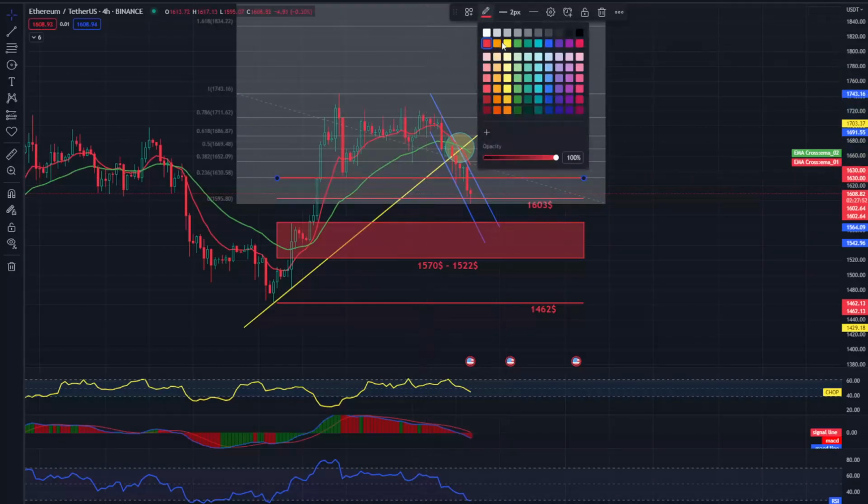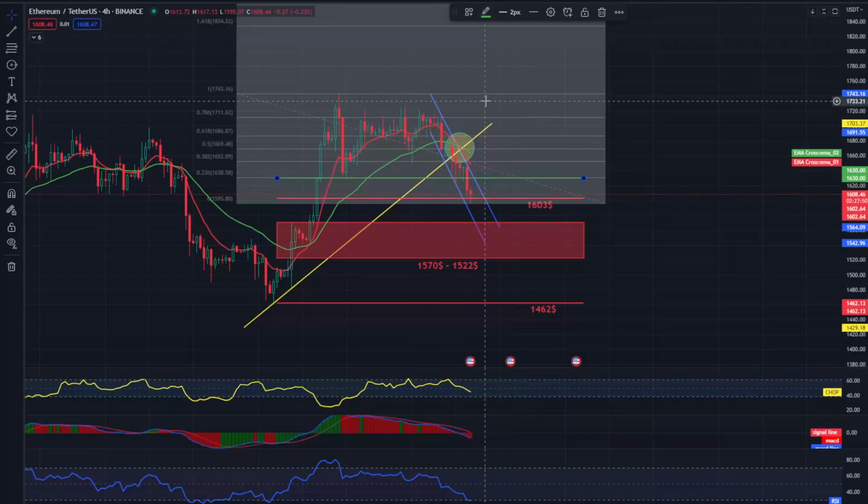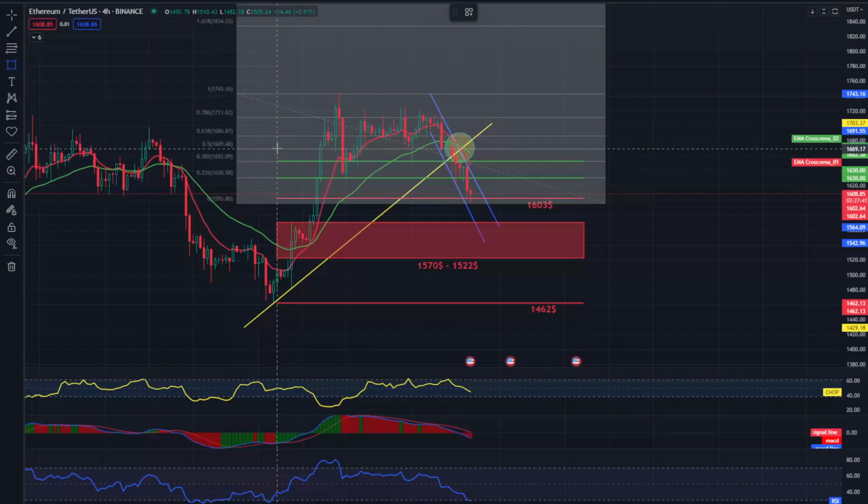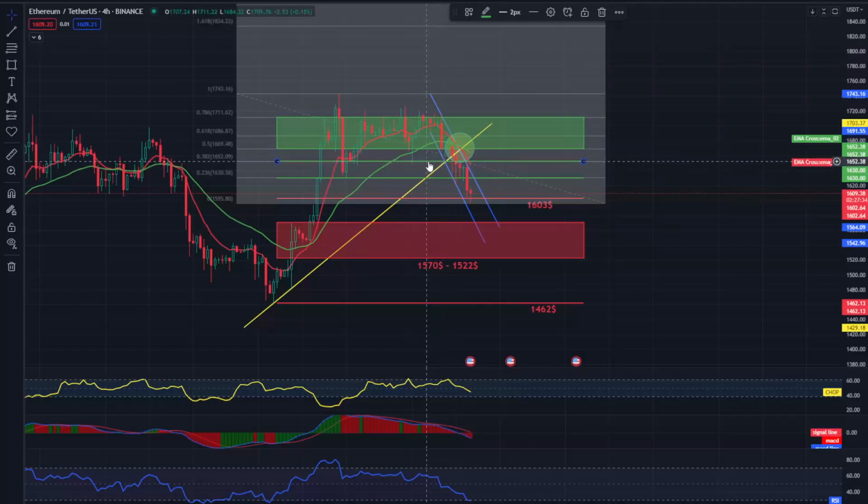And here we have the first resistance at $1,630. The next resistance is at $1,652. Then we can mark the resistance zone from $1,669 to $1,711, and then the resistance at $1,743.